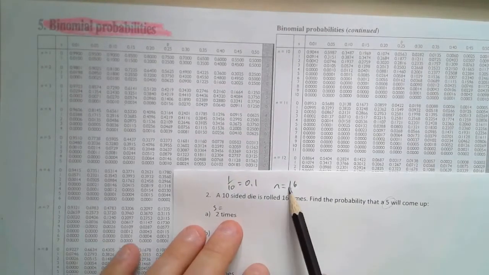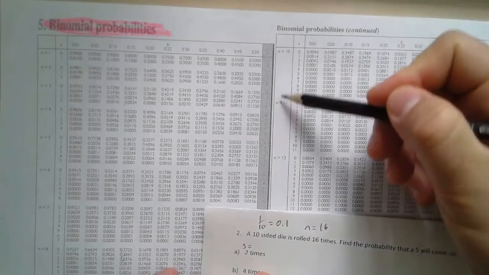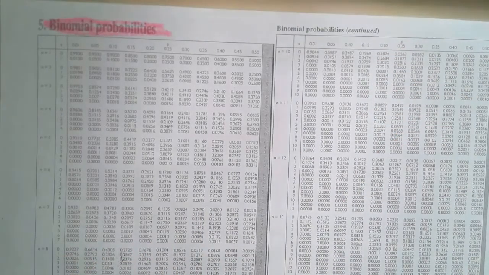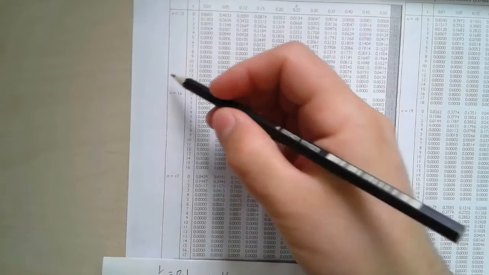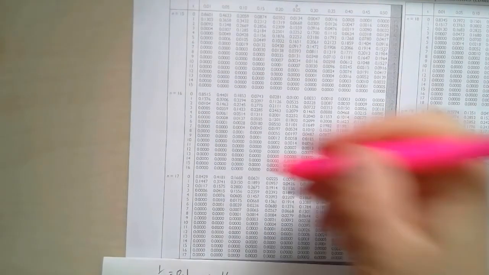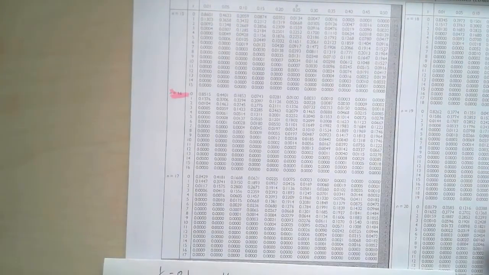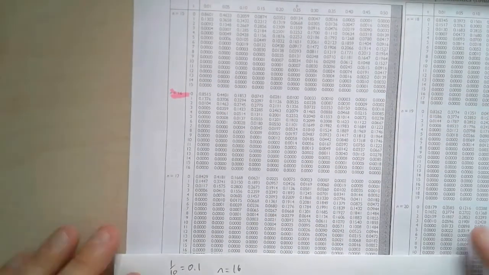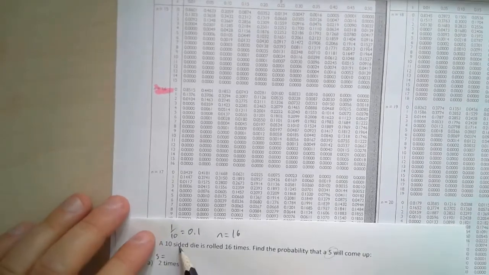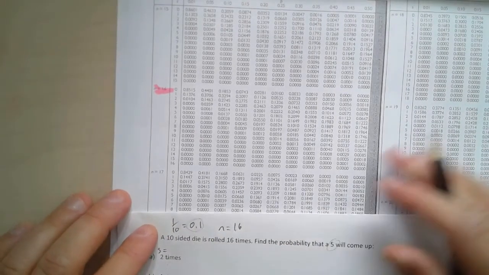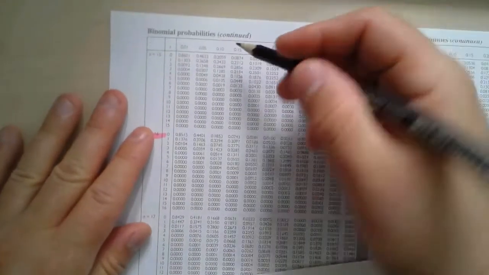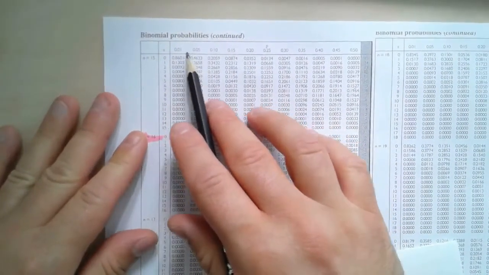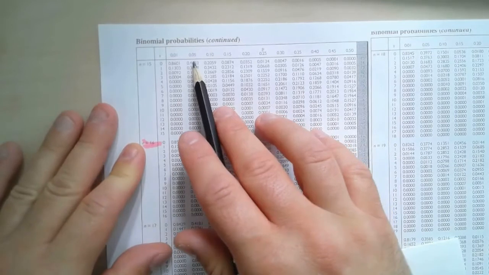You go, okay, n is 16, so I'm going to find where it says n equals 16. It's over the page. So here we go, n equals 16. This block of numbers is the block that we're after. It's a 10-sided die, so we're after 0.1. If I go along the top here, it has my probabilities. There we are.